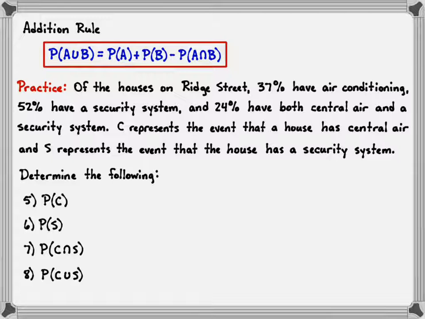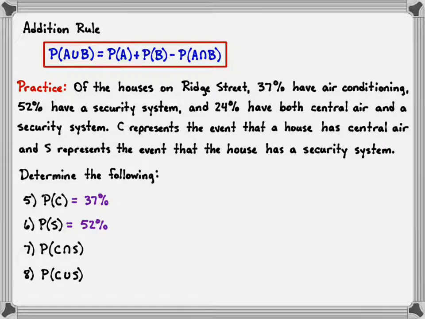For number 5, what is the probability of C? In other words, what's the probability of having air conditioning? Well, it gave us that. That was 37%. So that was right here. I don't need a Venn diagram to see that. What's the probability of S? Or in other words, what's the probability of having a security system? It gave that to us here, so 52%.